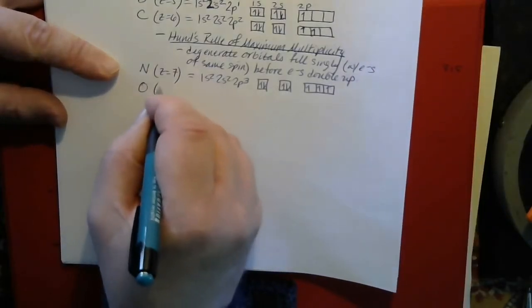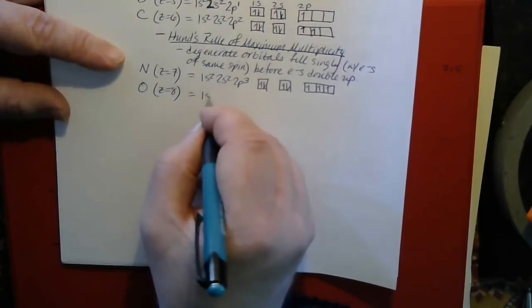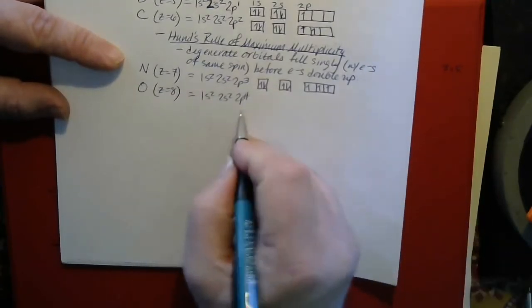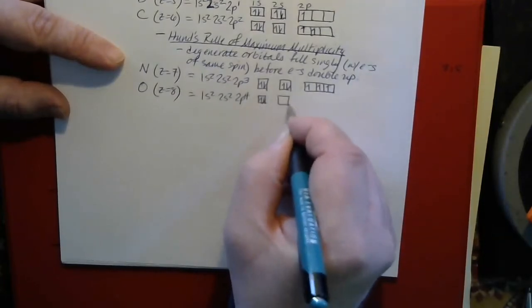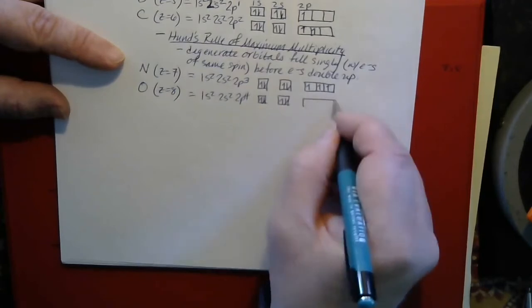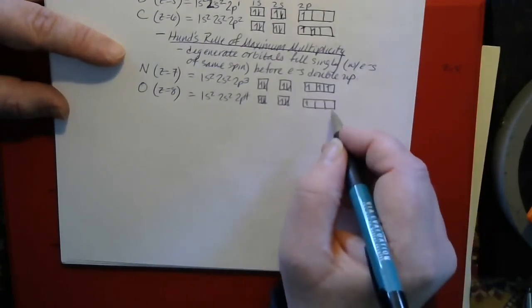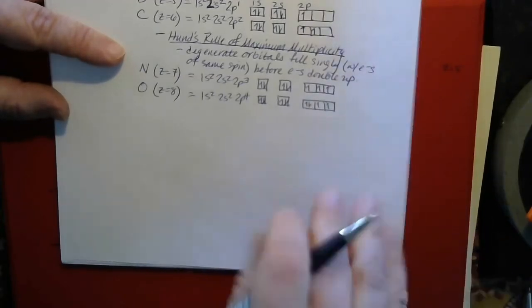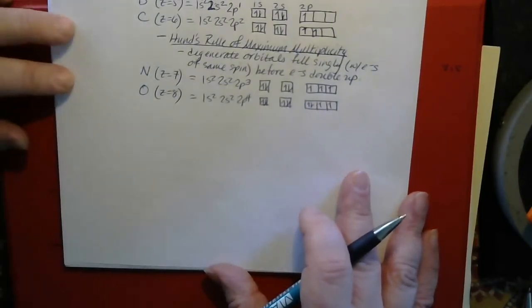That's oxygen, with an atomic number of 8. 1s2, 2s2, 2p4. So we fill the electrons as 1, 2, 3, 4. Now one of the orbitals has 2 electrons in it, but the other 2 still have single electrons.